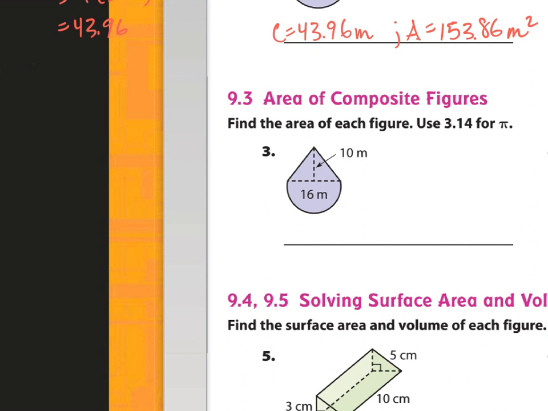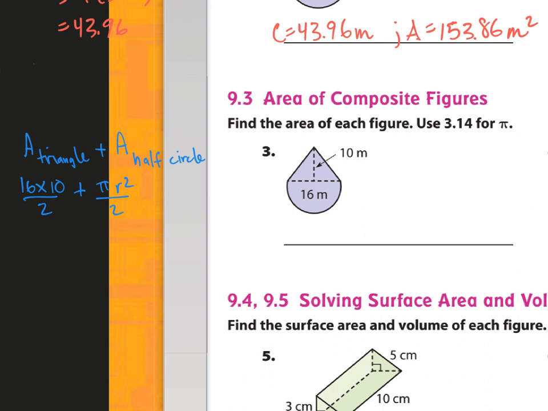Well, let's go with the triangle. So it's the area of the triangle plus the area of the semicircle, or the half. Okay, so the area of the triangle is base times height divided by 2. So it's 16 is the base, the height is 10, and divided by 2. Plus the area of the half circle. Well, the area of a circle is pi r squared, but half of that.